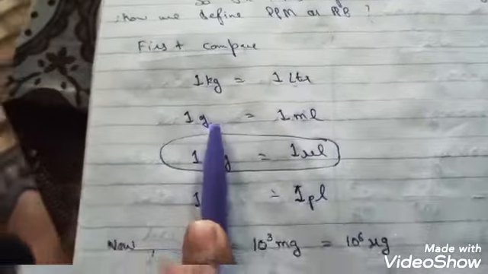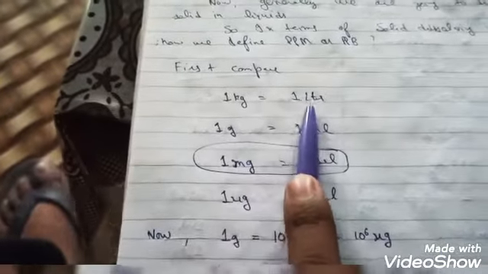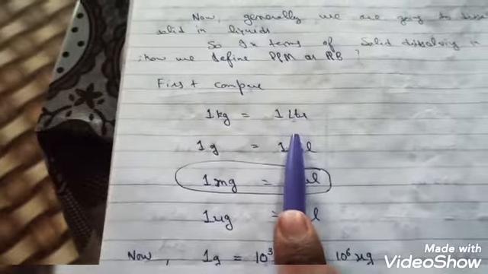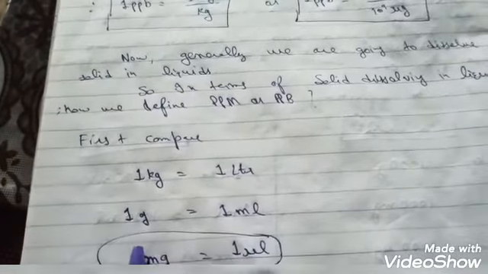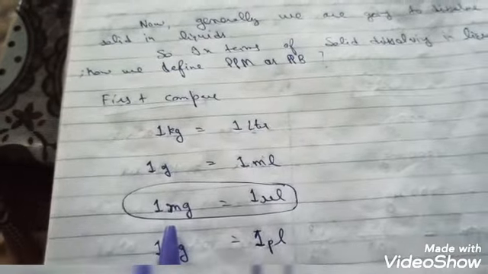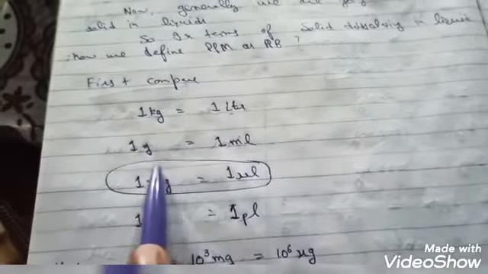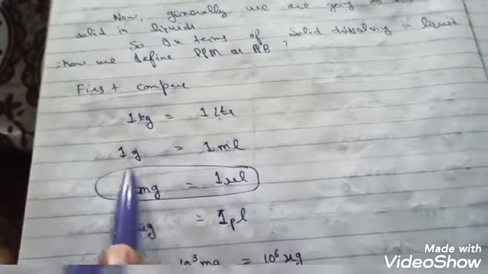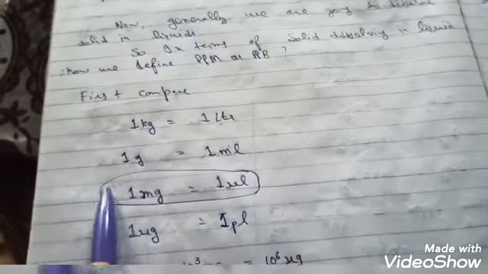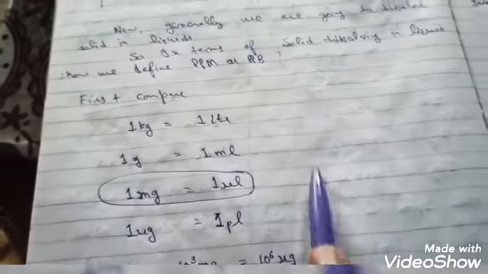First compare. Now 1 kg is equal to 1 liter, 1 gram is equal to 1 ml. Now here is the point, 1 mg is equal to 1 microliter. 1 microgram is equal to 1 picoliter. So remember this term. Please make a note.